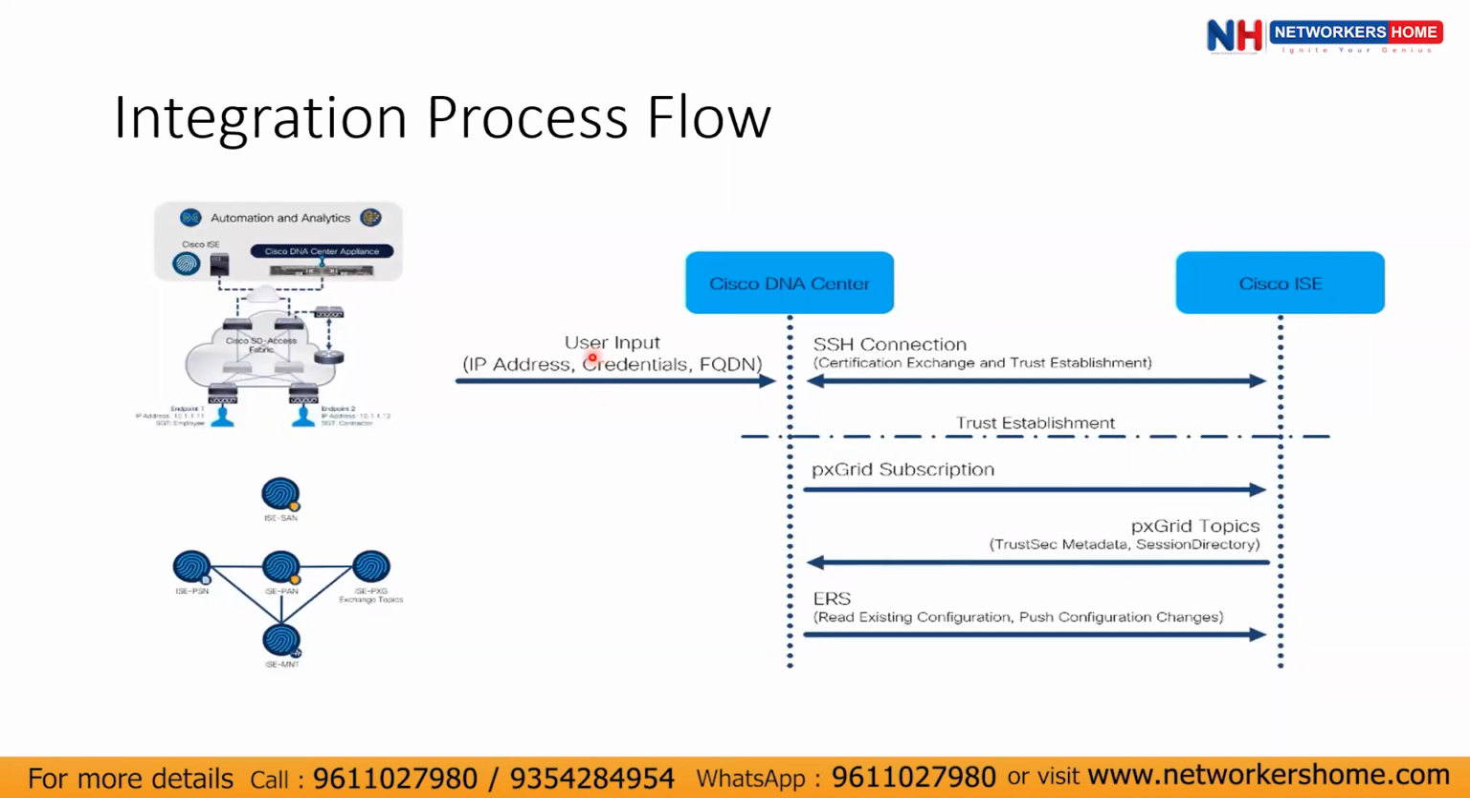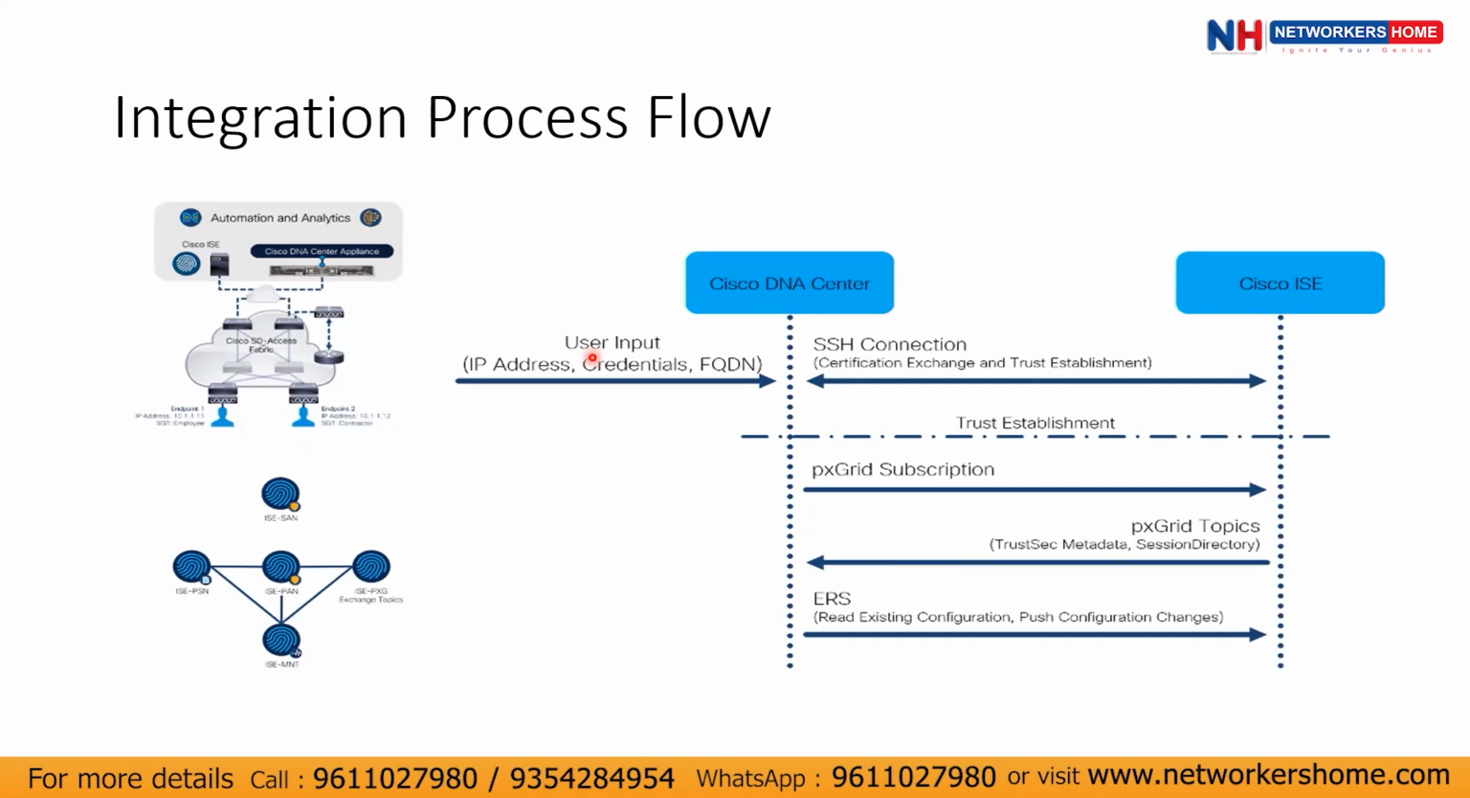On DNA Center, you need to give the IP address of your PAN and all the credentials which we generally discussed, like the super admin credential, and the FQDN as well. Once you enter this credential, your DNA Center will try to create an SSH connection to ISE on port 22, right? Once that connection is established, it will try to exchange the certificate. By default, both devices have the certificate installed on their own. After certificate exchange, trust is established and they create the pxGrid subscription.